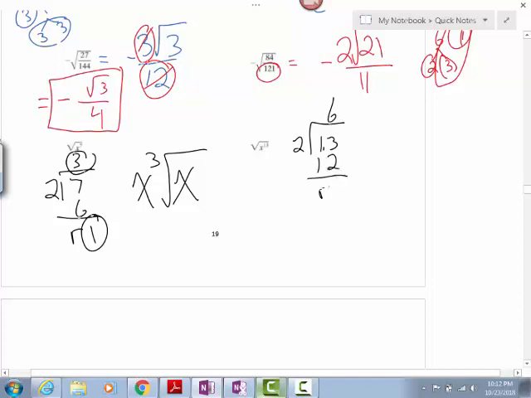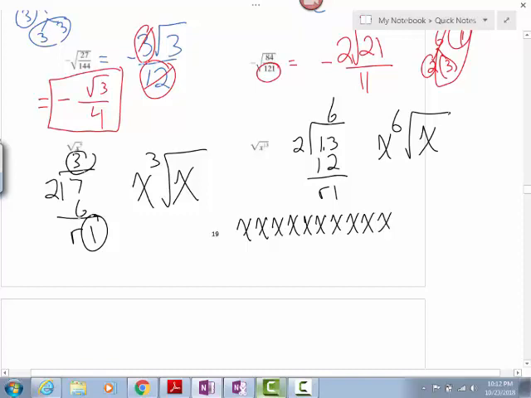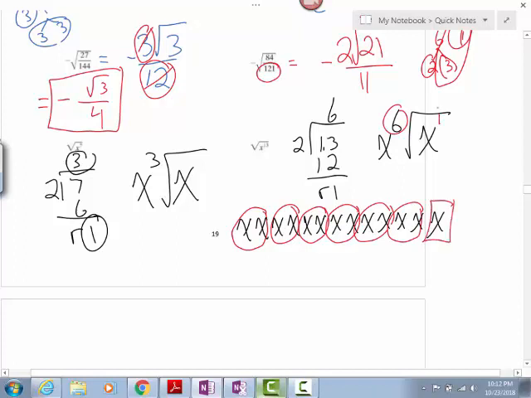That'll give me 12 with a remainder of 1. So again, this is going to tell me my answer is going to be x to the 6, and that 1 is the number of x's that I have on the inside. And the reason why this works, 1, 2, 3, 4, 5, 6, 7, 8, 9, 10, 11, 12, 13. Remember, we're grouping in terms of 2. So look, that's 1 pair, 2 pairs, 3 pairs, 4 pairs, 5 pairs, 6 pairs. So here's my 6 with 1 left over, and that's why that 1 is right there.